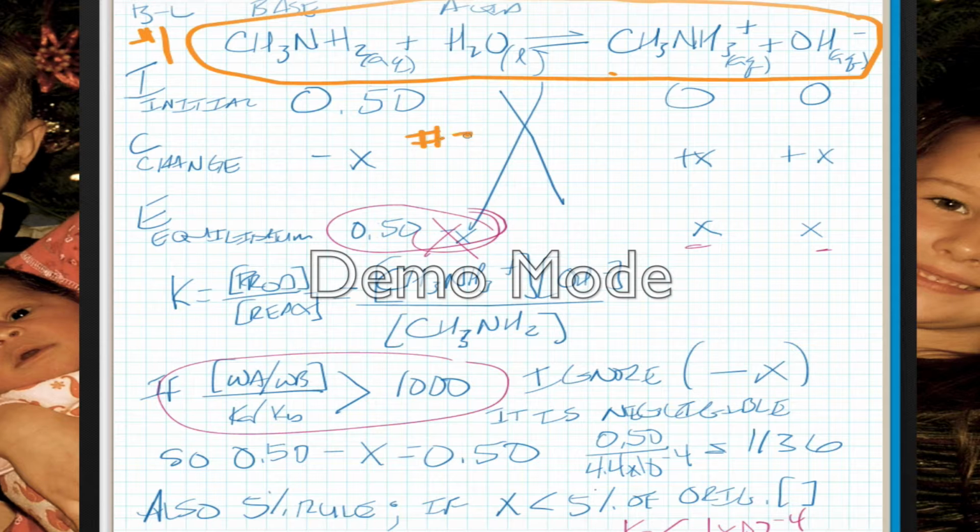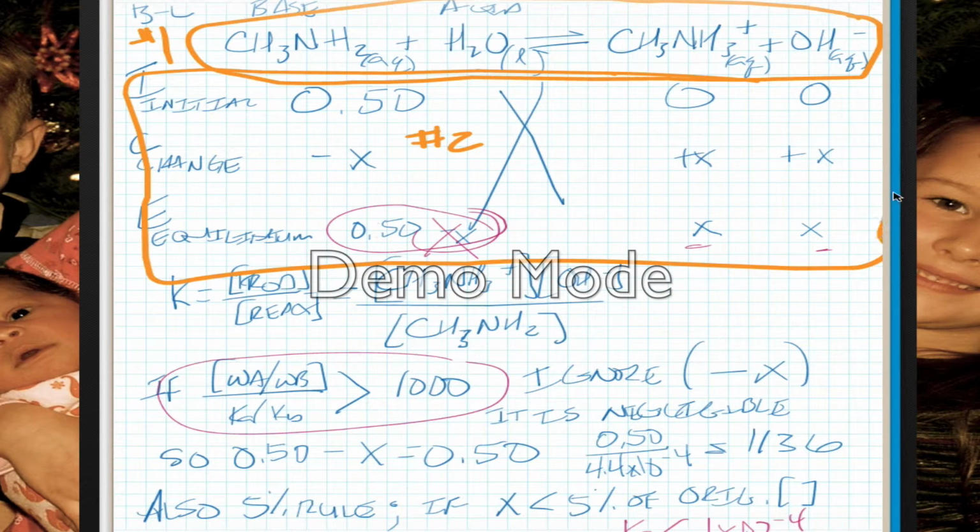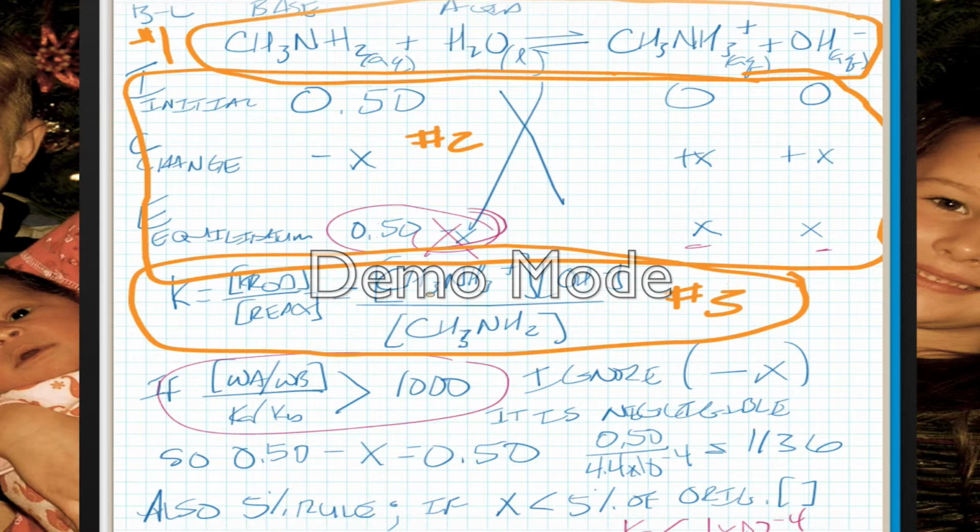Number two, you're going to have to build an ice table. This ice table right here, or something similar, with water crossed out. Okay? You're going to have to do all of that. Then, the third thing you're going to have to do is write this equilibrium expression. Not any numbers, just the variables. Okay? And water is not included in this. Don't forget that. No water.